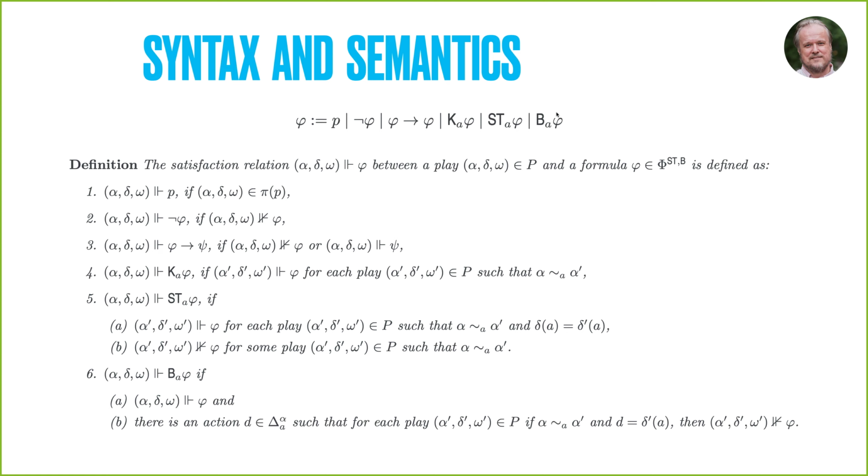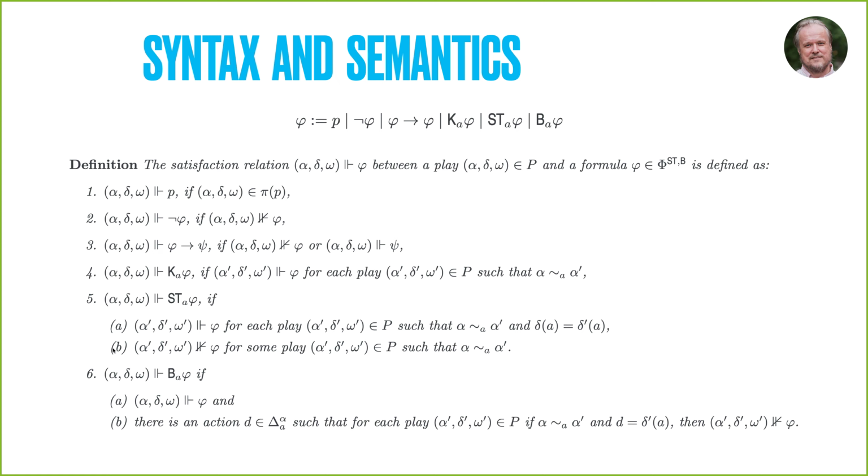Using those games, we define the formal syntax and semantics of our logical system. The system has three modalities. KA is ex-ante knowledge, or knowledge of the agent before any kind of actions are taken. ST is seeing to it, and as I described earlier, agent A sees to it that phi happens if, under the action of agent A, in all states indistinguishable to agent A, that action leads to phi.